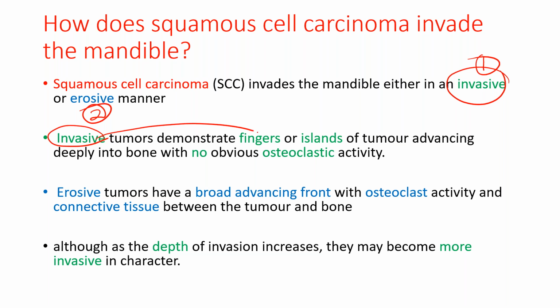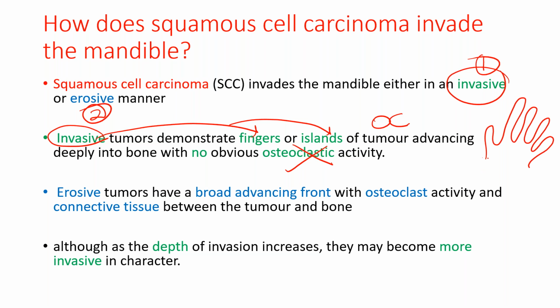Invasive, how does it go? It becomes fingers or islands with no osteoclastic activity. Invasive is like fingers or bone islands. Whereas in erosive tumors, it has a broad advancing front with osteoclastic activity and connective tissue in the middle.